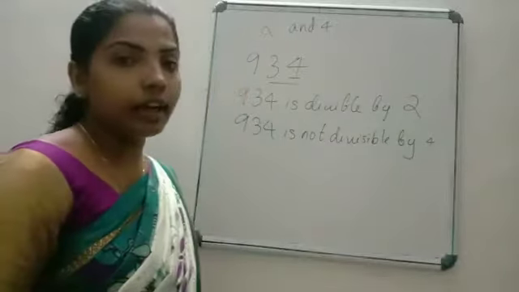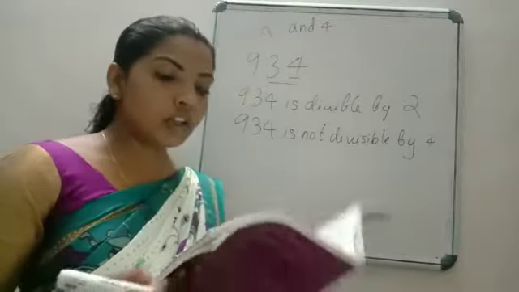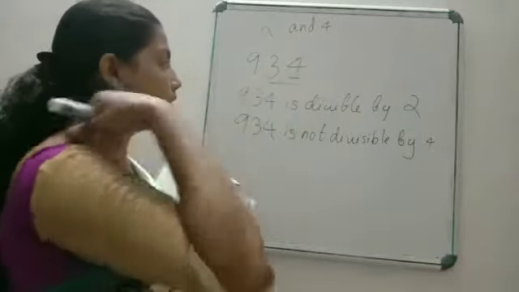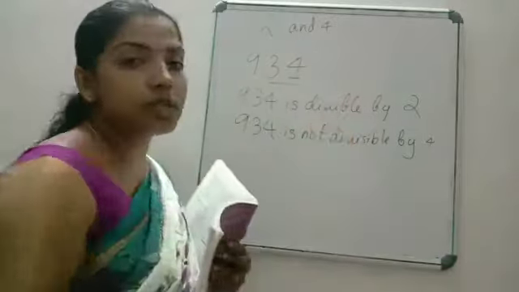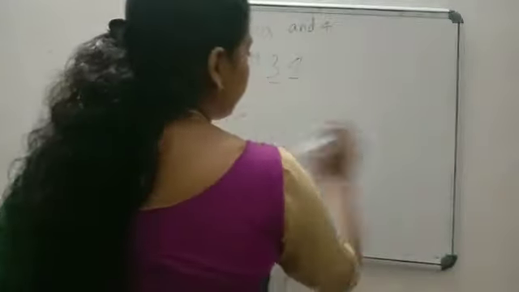Okay, is it clear now? So, this question was to check whether the following numbers are divisible by 2 and 4. So, 934 is divisible by 2 but not divisible by 4. Now, see the next question. So, A part I did, B and C you have to do as homework.